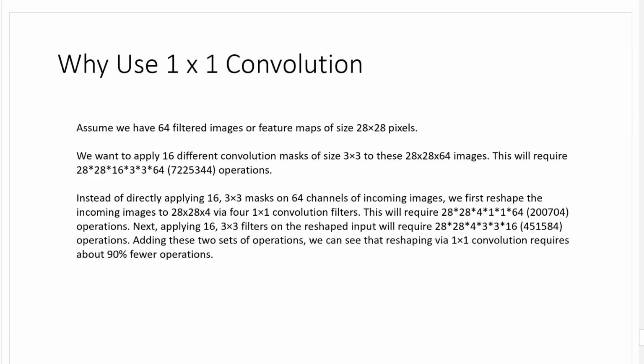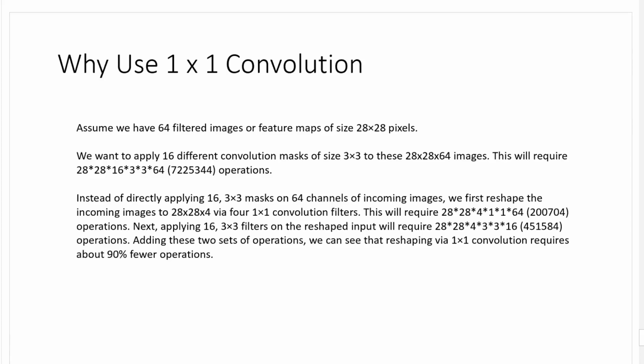Now let's look at another way of doing the same thing. Instead of directly applying 16 3 by 3 masks on 64 channels of incoming images, what we do is first reshape the incoming images to size 28 by 28 by 4, and we do that using 4 1-by-1 convolution filters.